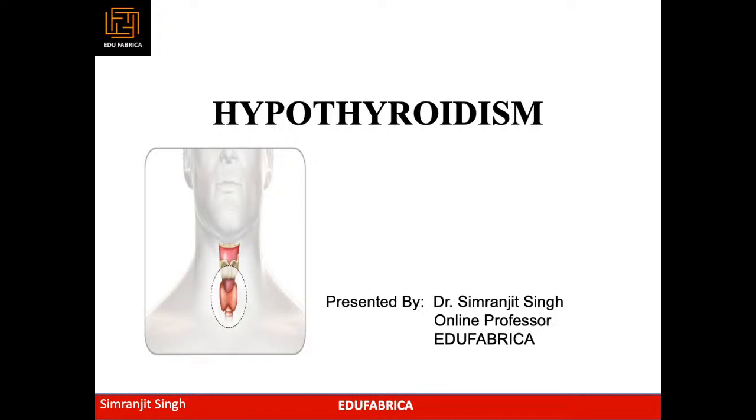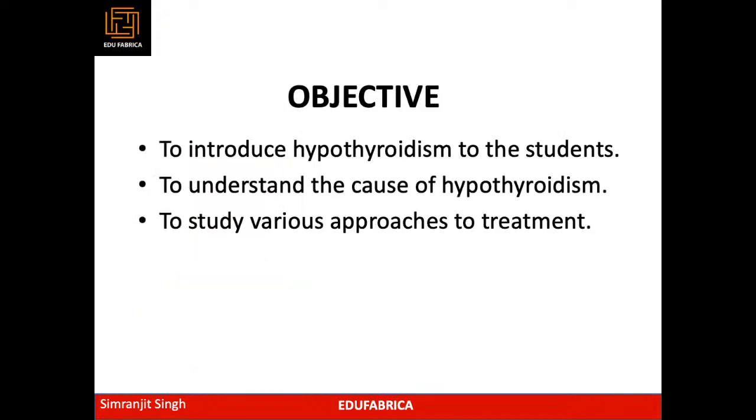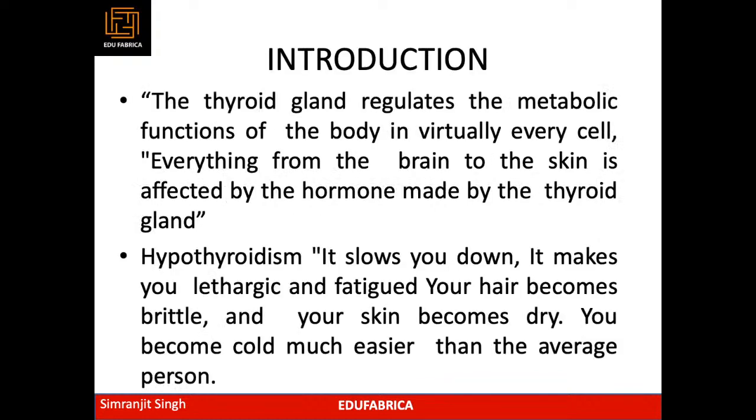So hyperthyroidism. In this we will understand about hyperthyroidism, what are the causes of hyperthyroidism and how we can treat this. So in this introductory part, the thyroid gland actually regulates the metabolic function of the body, virtually in every cell. Everything from brain to skin is affected by the hormones made by the thyroid gland.